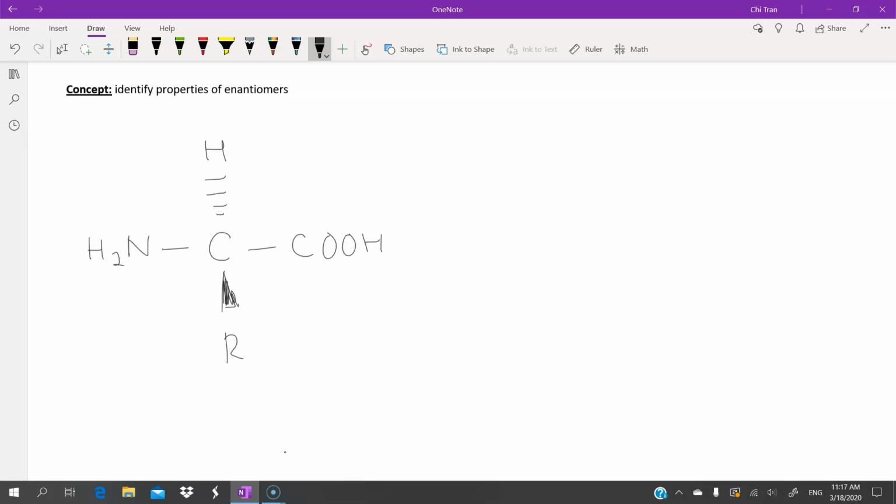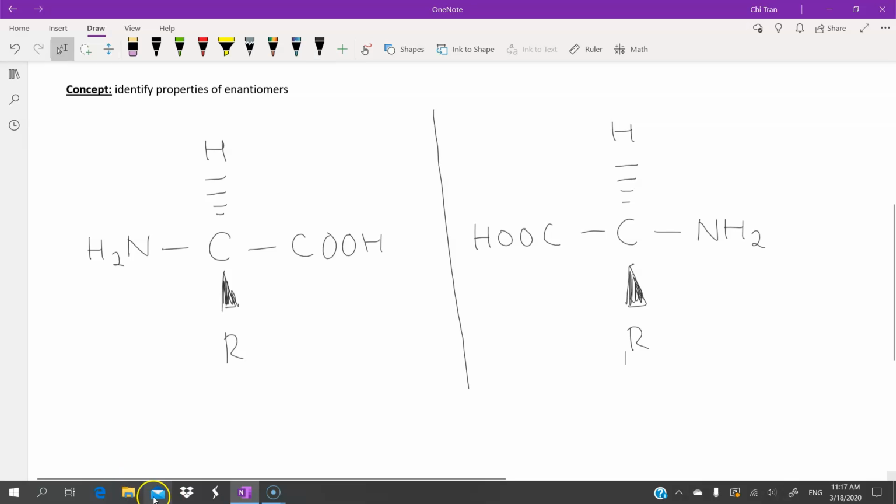And to form an enantiomer is to have a mirror image molecule. So we have a mirror plane of another molecule that is an exact mirror image of the first one, which would be something like this. And so these two molecules right here are enantiomers of each other. And the molecule itself needs to have a property called chirality to be able to form enantiomers.